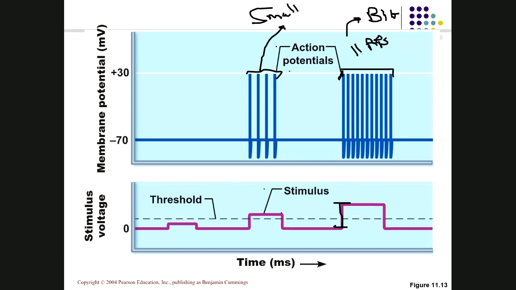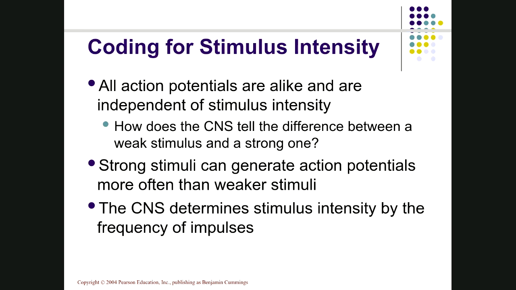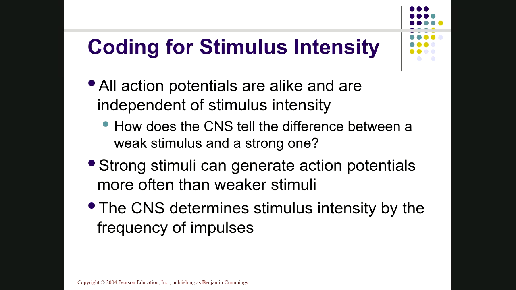Our brain sits and counts action potentials. And this is called coding. It's called coding for stimulus strength. So it's not the size of the action potential, it's how many of them arrive, the frequency of the action potentials. So that's how the brain determines stimulus strength.